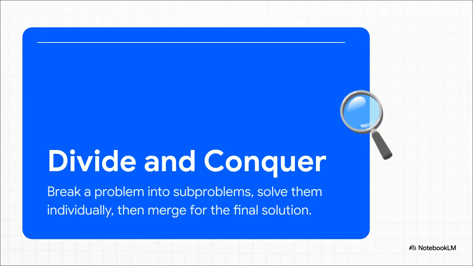Another classic strategy is divide and conquer, and the logic here is really simple. If a problem is too big to solve, just break it into smaller, identical little subproblems. Solve each one of those small pieces on its own, and then at the end, combine all those solutions to solve the original massive puzzle.